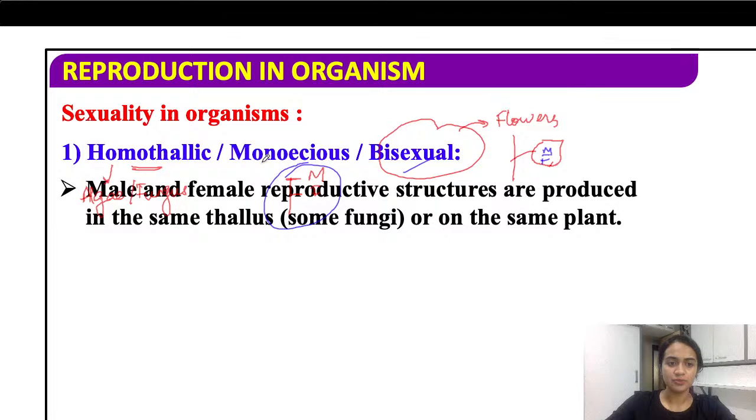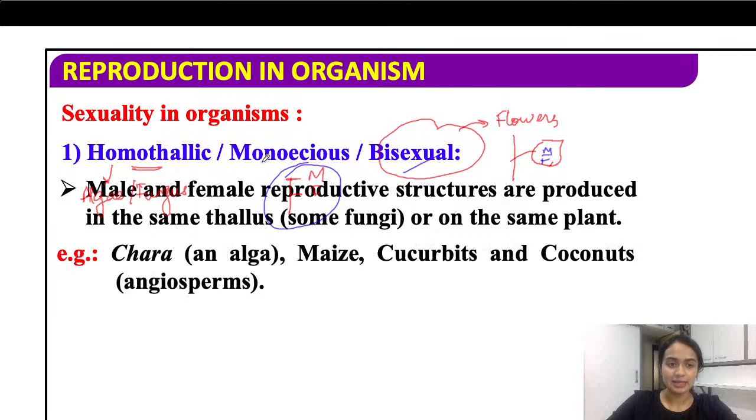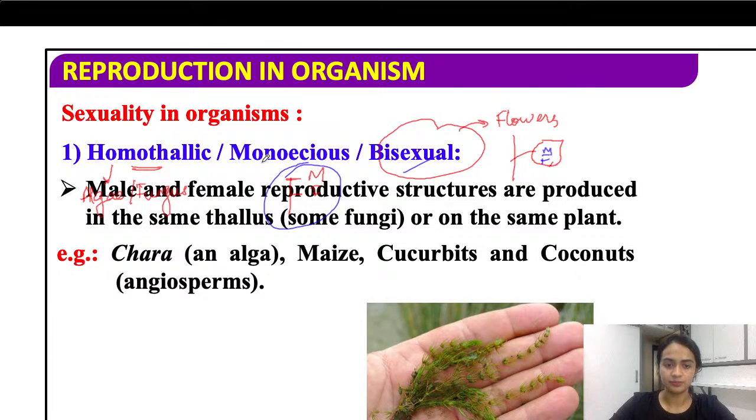So the male and female reproductive structures are produced in the same thallus of some fungi or on the same plant. The examples are Chara, which is an alga, so that is homothallic, and maize, cucurbits, and coconut. These are the examples of angiosperms. The examples of the angiosperms are very important. Maize, cucurbits, coconut. They are very important. Cucurbits means cucumber.